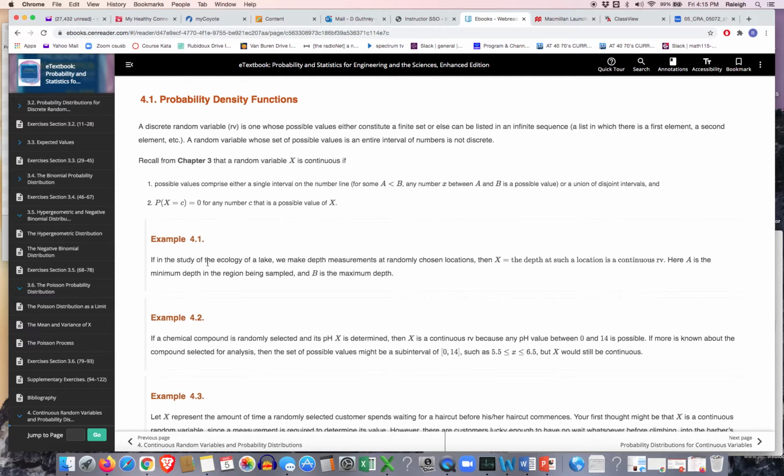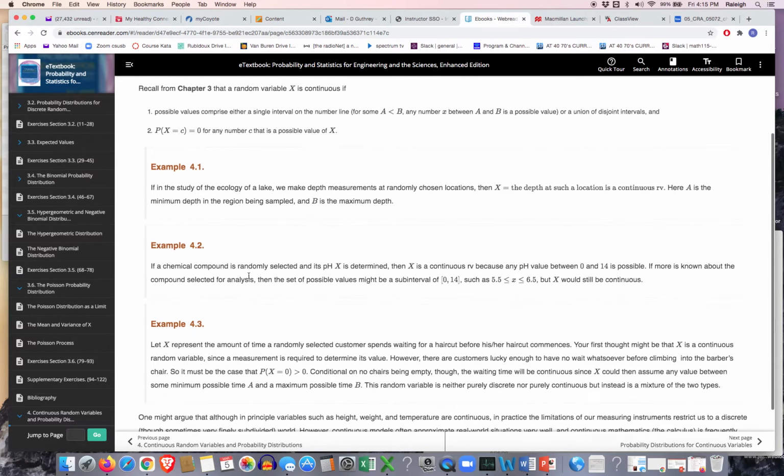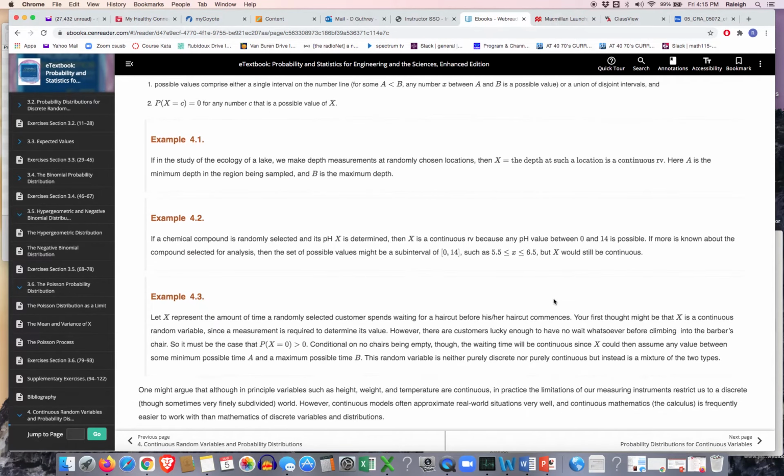In the study, in this example of the ecology of a lake, we make depth measurements. x could equal the depth at a given location, a continuous random variable, where a is the minimum depth and b is the maximum depth. Very easy example. Here's another one. A chemical compound is randomly selected, the pH is determined, and x is a continuous RV because anywhere between 0 and 14 is possible, but maybe we could carve up a subinterval and say that x is between 5.5 and 6.5, but we still have continuousness.